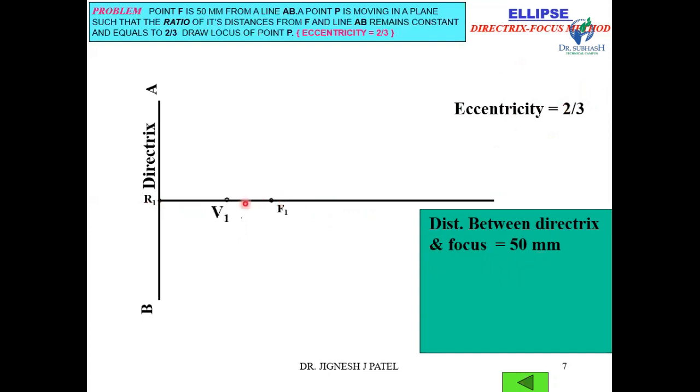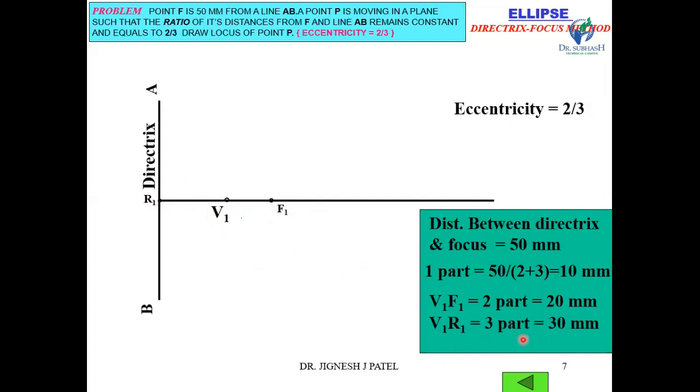So mark V1 in such a way that one part is equal to 50 by (2 plus 3), which is 5, so 10 mm. Divide this R1F1 into 5 equal parts, each part of 10 mm. So V1F1 is 2 parts, equal to 20 mm, and V1R1 is 3 parts, equal to 30 mm. So 20 by 30 is equal to 2 by 3. In this way, you can find the vertex.